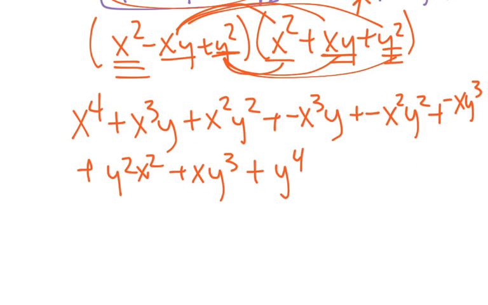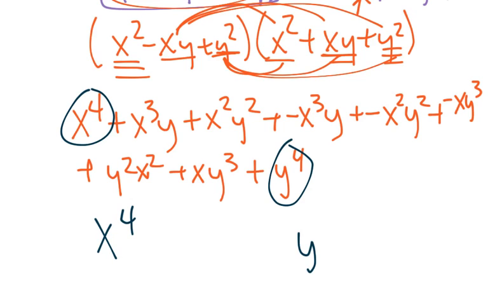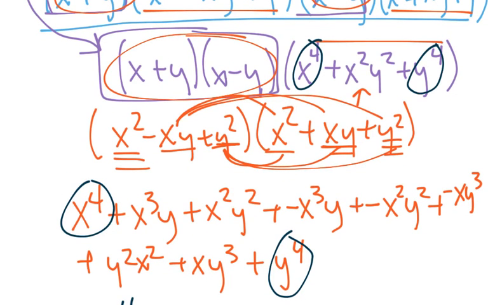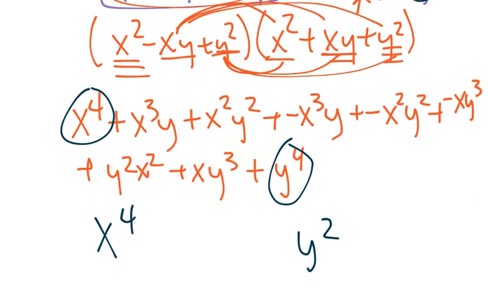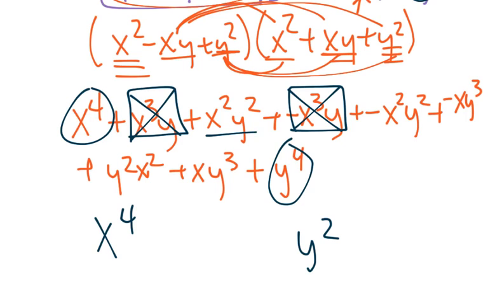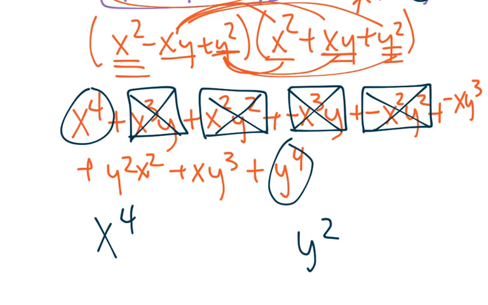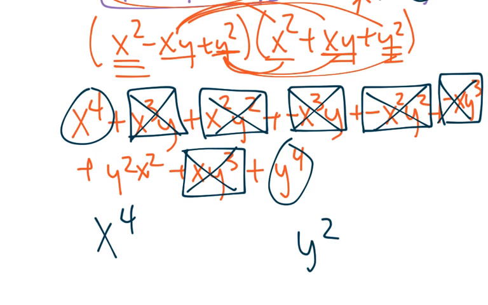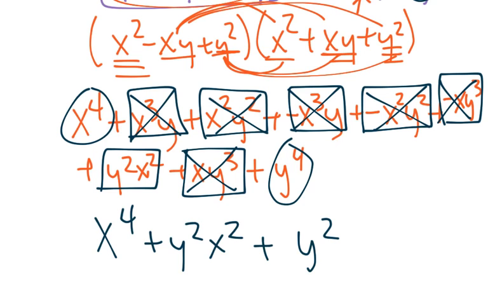So now we got to hunt and find stuff that's the same and see if they eliminate. Well, x to the fourth stays, y to the fourth stays, which is similar to those two. So we just need to see, do we have that left over? Well, x cubed y, we've got a negative x cubed y, so those would cancel, positive and negative. We've got x squared y squared, negative x squared y squared, those two would cancel. Negative x y cubed, positive x y cubed, those would cancel. And then we're left with that, plus a y squared x squared plus y squared.